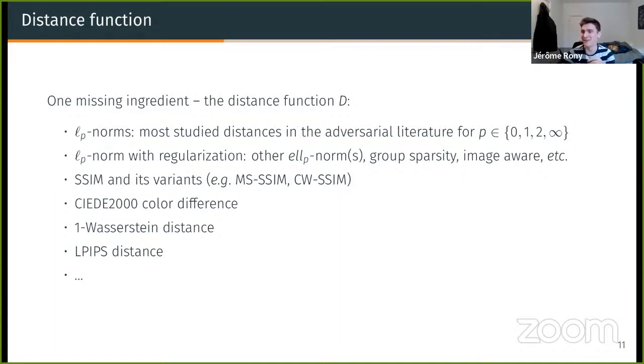You can add group sparsity to that. It's the structured adversarial attack, I think. You can add some image-aware Lp norm regularization. I think Francesco, who is here, can talk about that. And so on. You can add a lot of regularization on top of that. And then you can also minimize any function that measures some kind of distance between two images. You have the SSIM. You could use the color difference formula that perceptually measures the distance between colors. The one Wasserstein distance, the LPIPS distance, etc. You can imagine as many as you want.